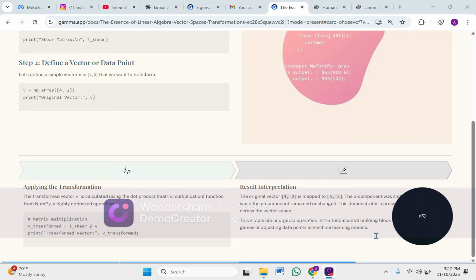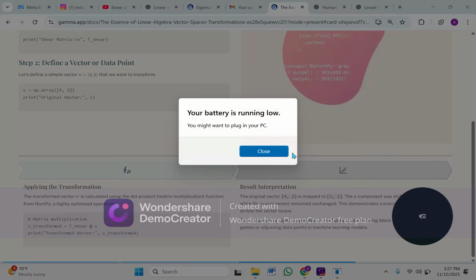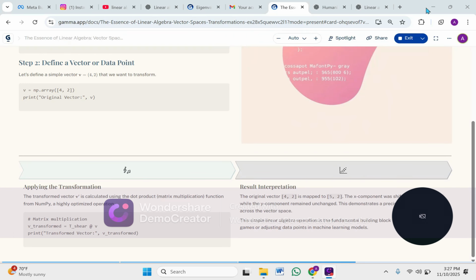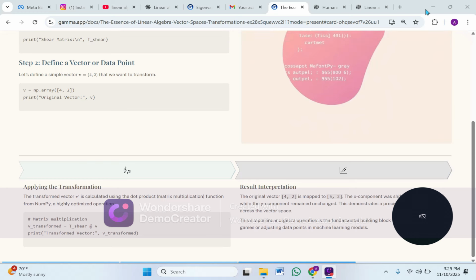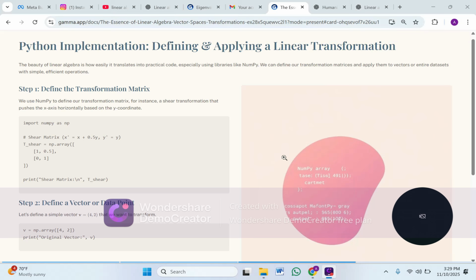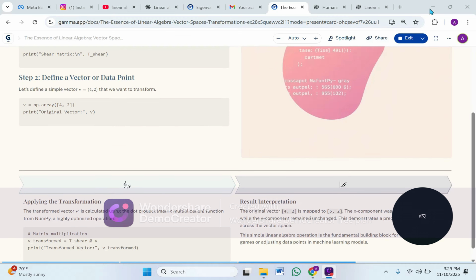This simple linear algebra operation is a fundamental building block for moving points in 3D games or adjusting data points in machine learning models. Here you can see all the Python implementation in the slides.